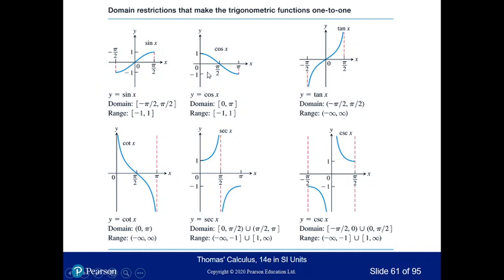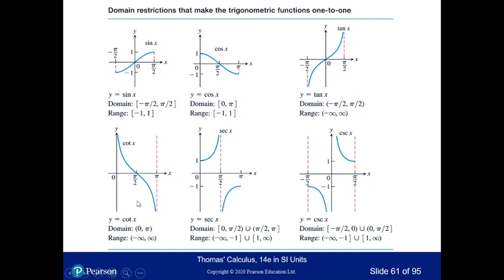Cosine x, on the other hand, is one-to-one and invertible in the domain 0 to pi. Look, apply the horizontal line test, you get it. And then tangent x is one-to-one in the negative pi over 2 to pi over 2. Apply the horizontal line test, it passes, so it has an inverse. Since these functions in those restricted domains are one-to-one, they have inverses.